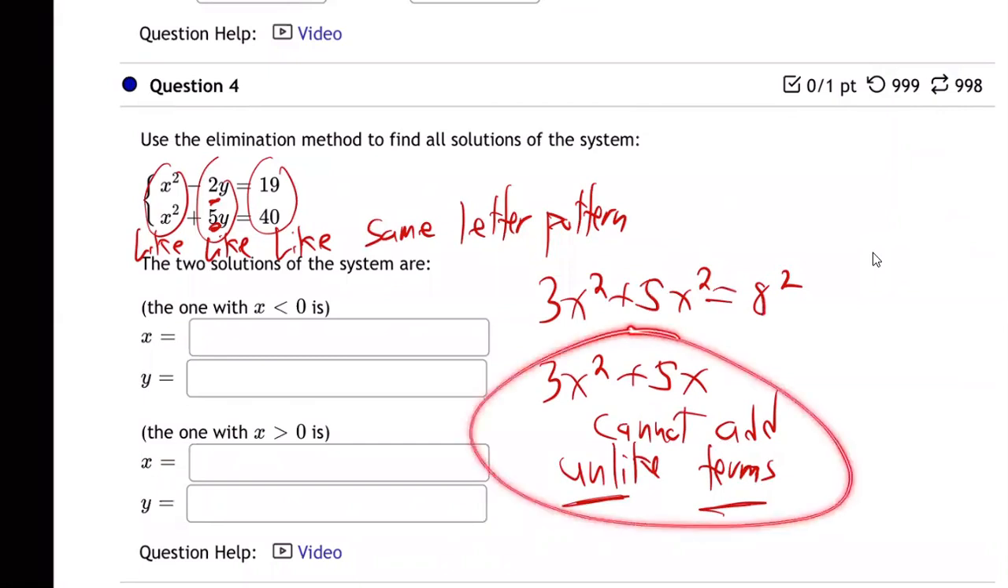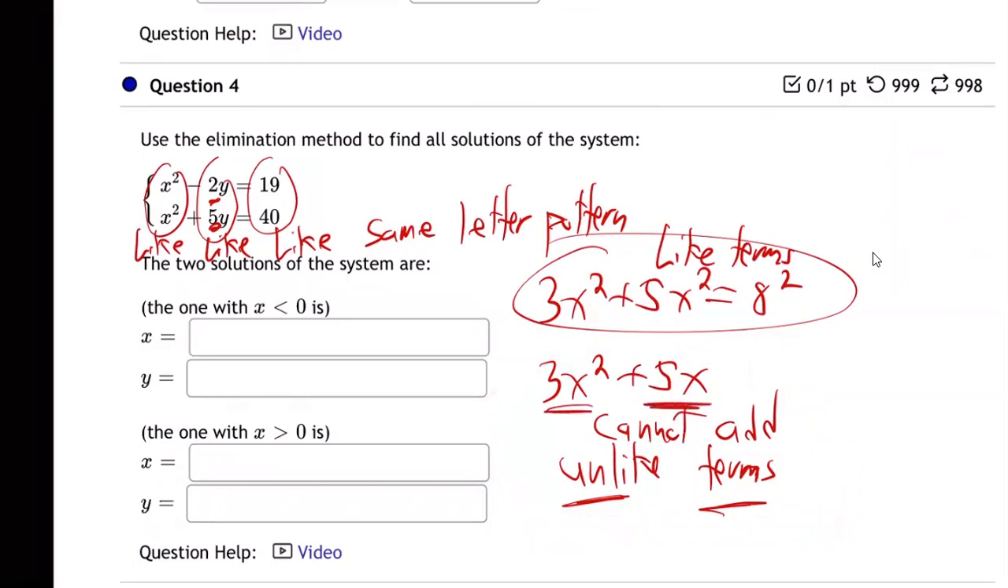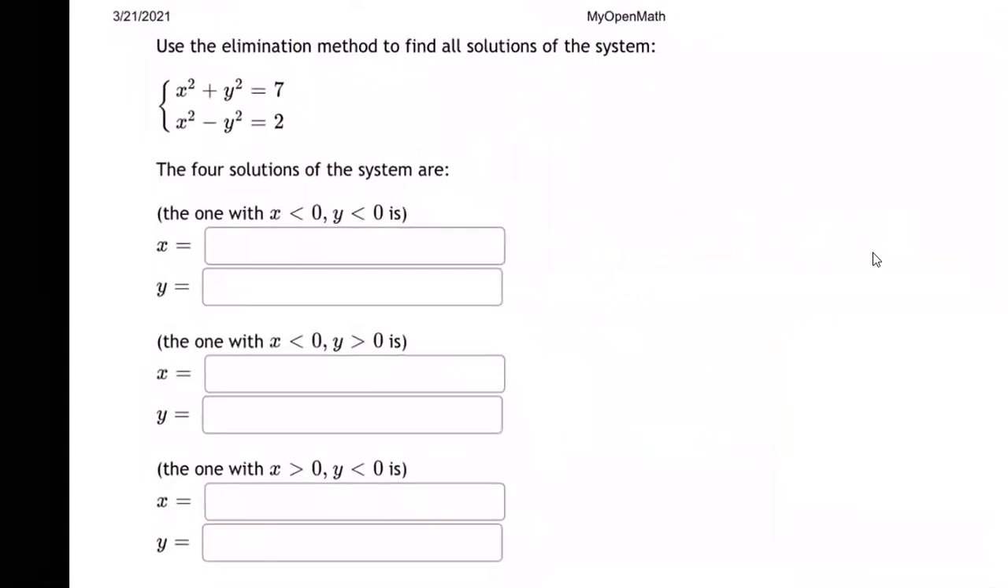These are unlike terms. So the powers have to be the same, right? So this one, these are like terms. They're both x squared. Their letter patterns are the same. So like terms have the same letter pattern and you can add them and subtract them. Terms that have different letter patterns like x squared and regular x, you cannot add them or subtract them because they're unlike terms. All right. So coming back then to number 5.